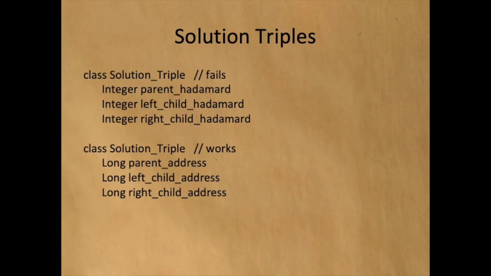Solution triples. The first record here in blue shows our original design for solution triples. Each triple represents combining a left child Hadamard and a right child Hadamard to create a parent Hadamard. This failed because it did not capture the structure of the partial sums. The second triple here does work. Each triple represents combining a left child address and a right child address to create a parent address.